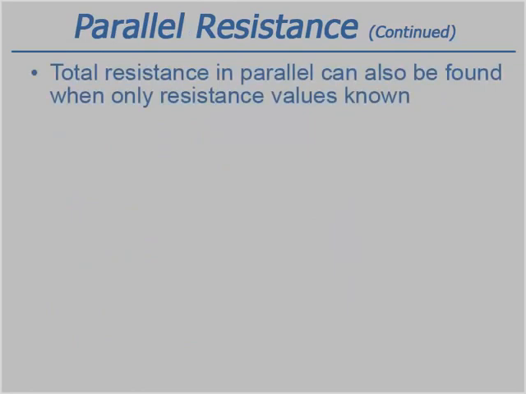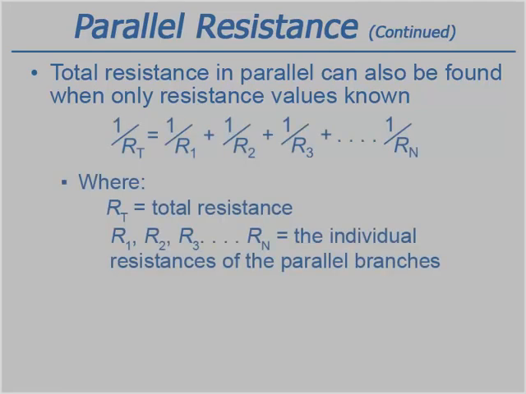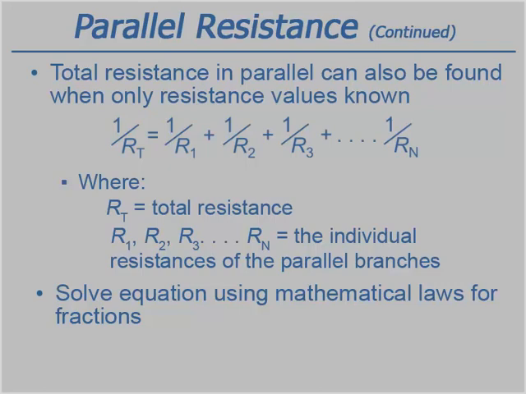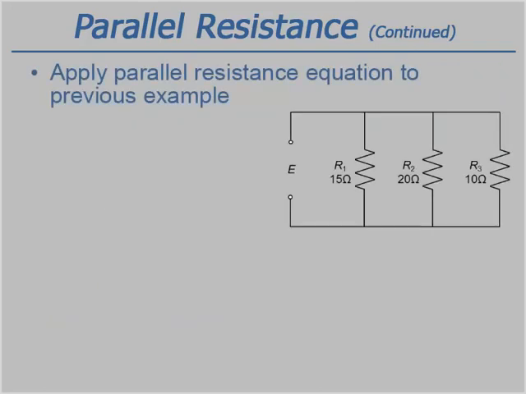The term equivalent resistance refers to the total resistance a combination of loads presents to a circuit. Total resistance in a parallel circuit can also be found when only the resistance values of the parallel branch circuits are known, using the equation shown on this slide. Solve this total resistance equation by either inverting both sides of the equation or by cross multiplication. Let's apply the parallel resistance equation to the previous example to see if using this equation provides the same equivalent resistance value as using Ohm's law.